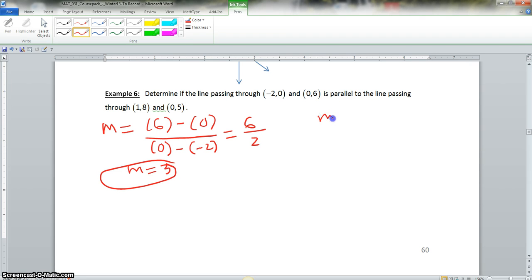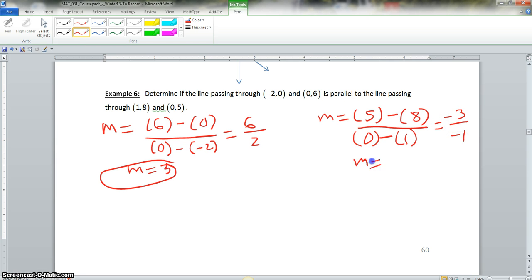Now we go and do the second slope. Our y2 is 5 minus our y1 here is 8, all over x2, which is 0, minus x1, which is 1. 5 minus 8 is negative 3. 0 minus 1 is negative 1. So this slope is also 3. So they are the same, so your answer here is parallel.